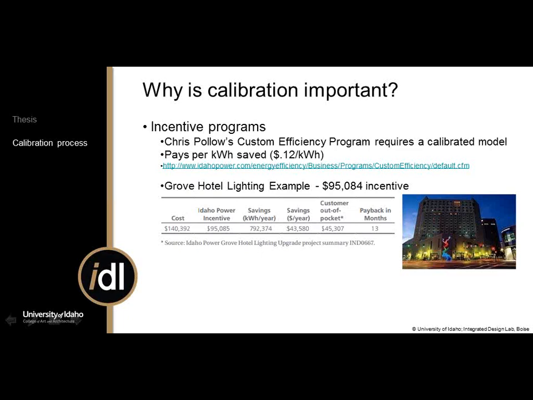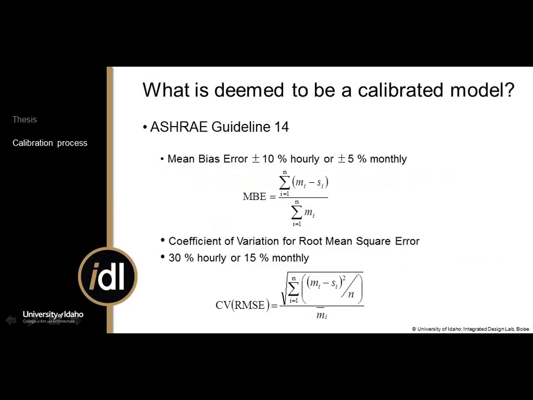So the model showed for this Grove lighting upgrade around 800,000 kWh per year, and that multiplied by 12 cents per kilowatt hour equaled a $95,000 incentive. And I believe the total project cost was 140. So they saved over 50%, just by having this model and being able to show savings from the calibrated model and submit that to Idaho Power for their incentive. So with that, I'll kick it back over to Carlos.